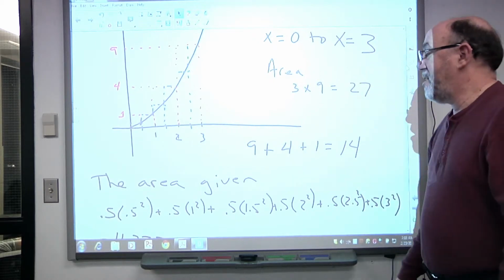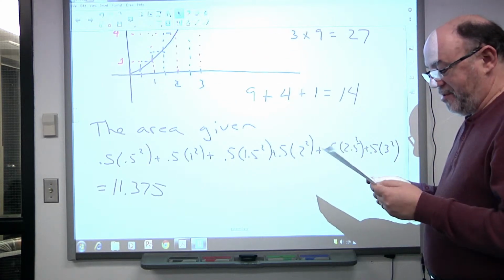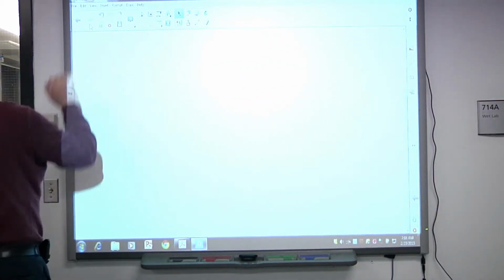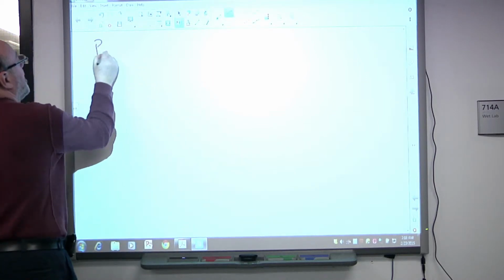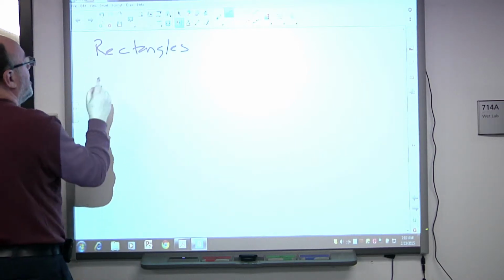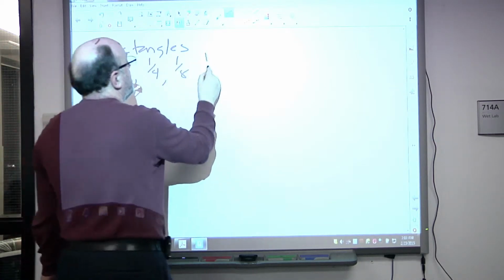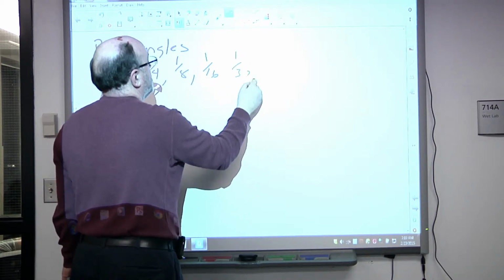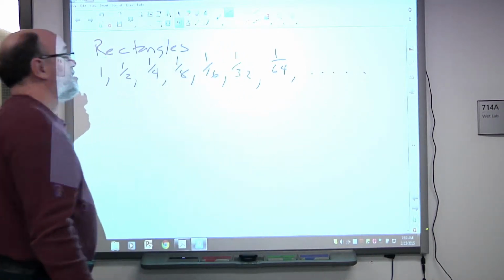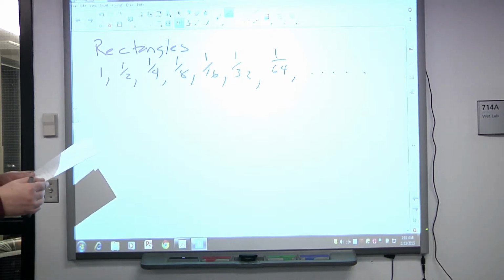Well, I could keep on doing this. I could cut that in half again and again and again. And each time I make my rectangles skinnier and skinnier, I keep on getting a better and better answer, right? So in terms of how skinny the rectangles are, we started out with one big rectangle, but we go from 1 to a half, to a quarter, to an eighth, to a 16th, to a 32nd, to a 64th, and so on. And each time I do that, I would get a better and better approximation of the area underneath here.